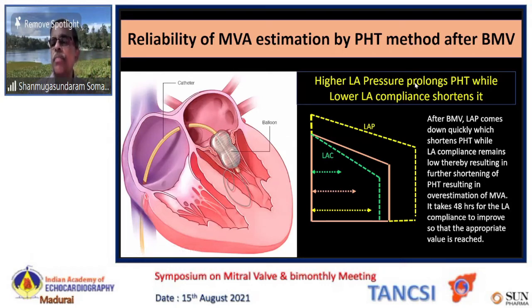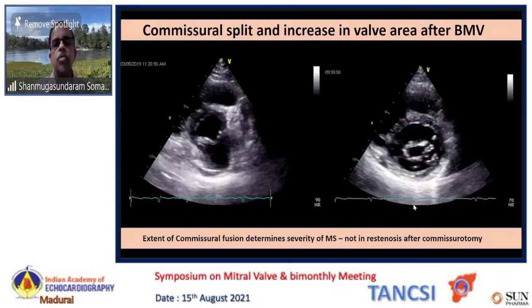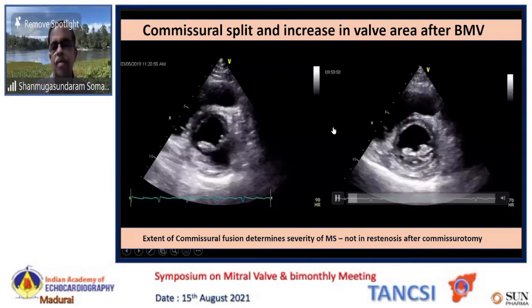This is much more problematic after balloon valvotomy, because we know when the left atrial pressure is high, it prolongs the pressure half time. If the LA compliance is low, it shortens it. So when there is severe mitral stenosis, these two factors are opposite to each other. But when you do an effective balloon mitral valvotomy, the LA pressure quickly comes down, but the abnormal compliance takes some time, nearly 48 to 72 hours. So you may overestimate the mitral valve area if you base your decision on pressure half time method. So one needs to look at the 2D measured mitral valve area.